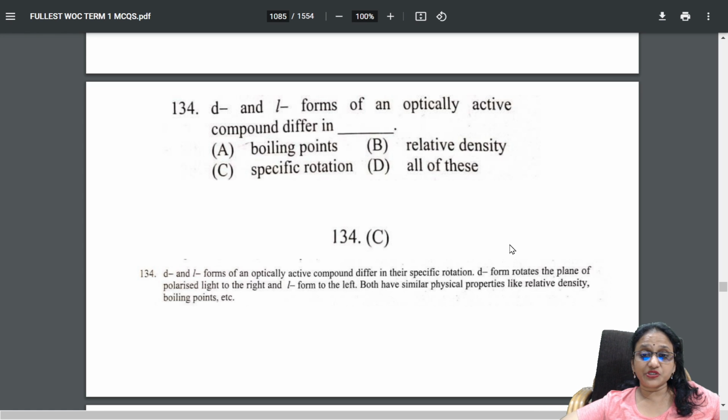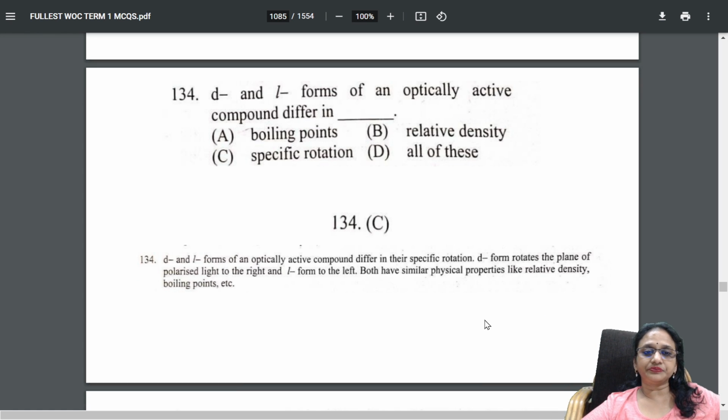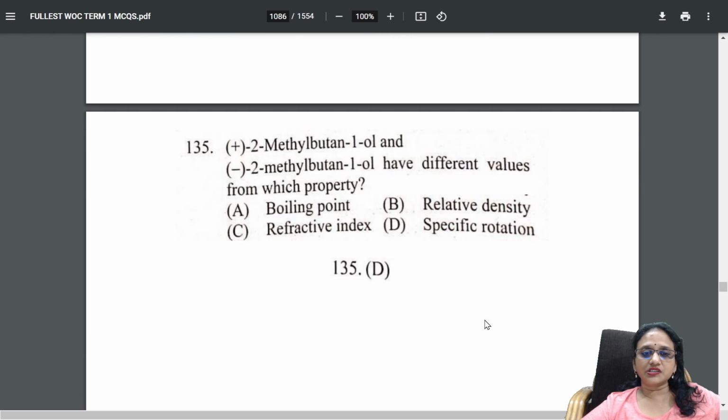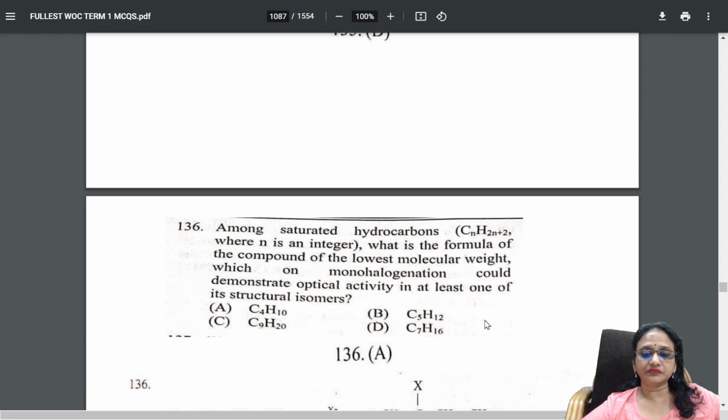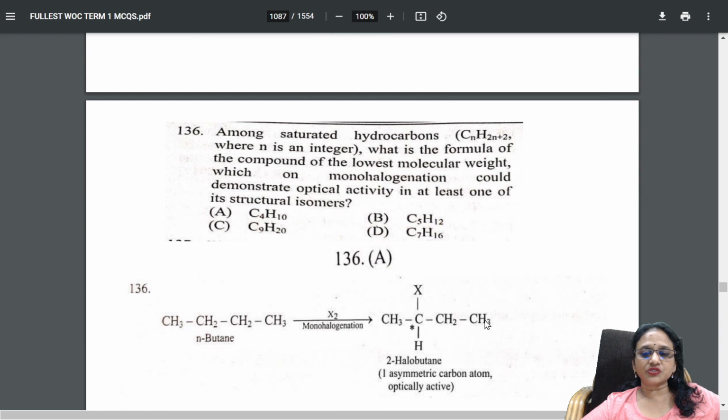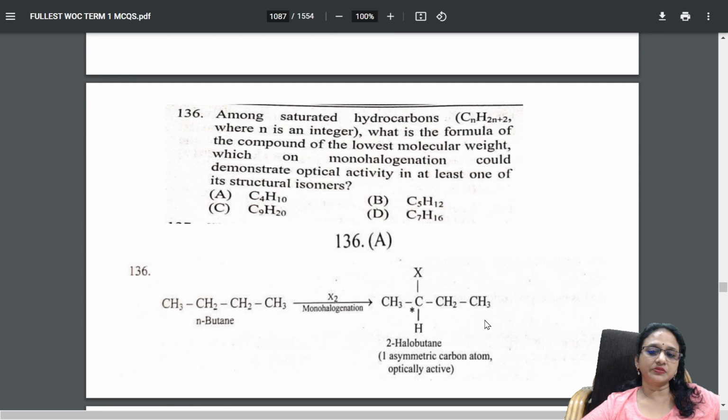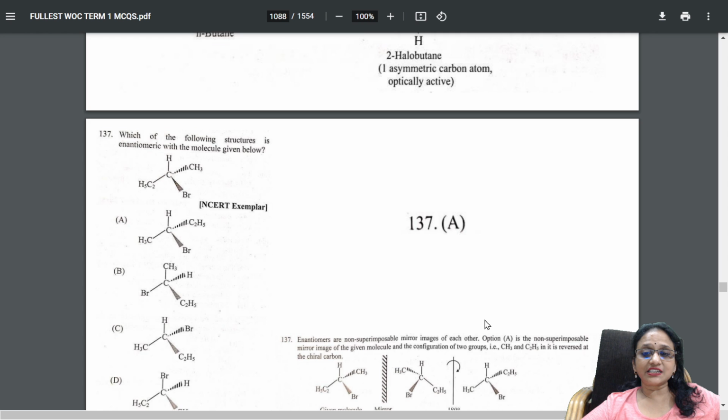D and L isomers of an optically active compound differ in what? Rotation, correct? Basically, D is a rotation towards the positive, the right. L is a rotation towards the left. The explanation is given below. These are further questions on your optical activity. More questions on optical activity are given to you, so your concepts will get more and more clear.